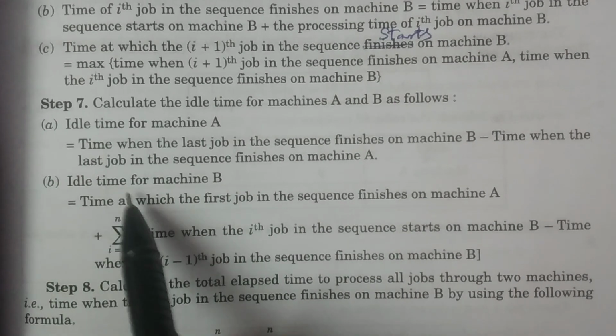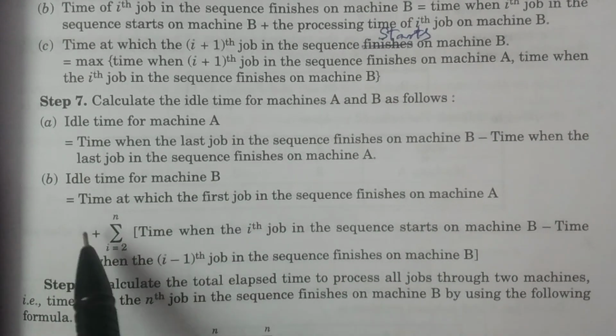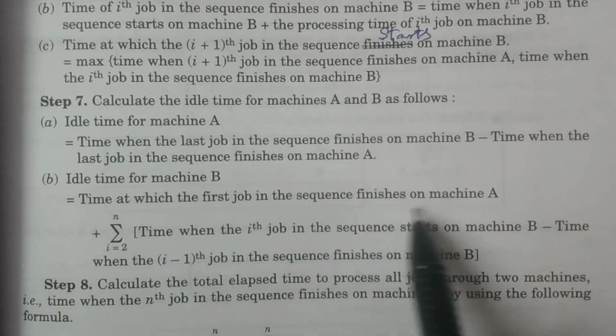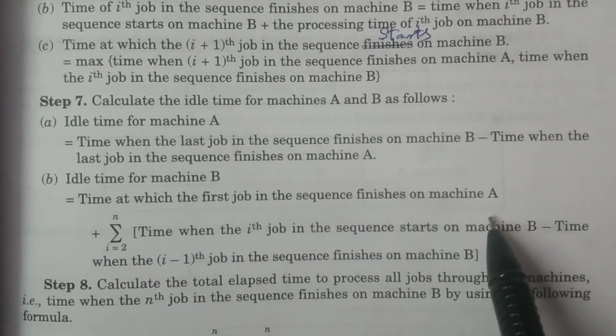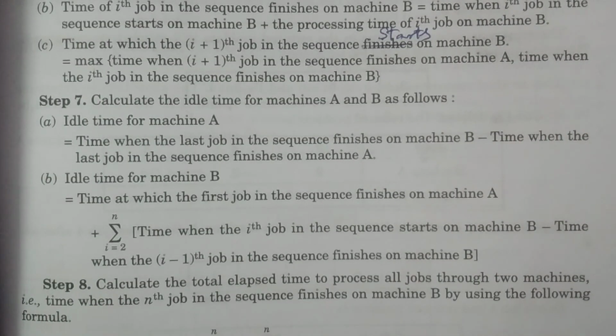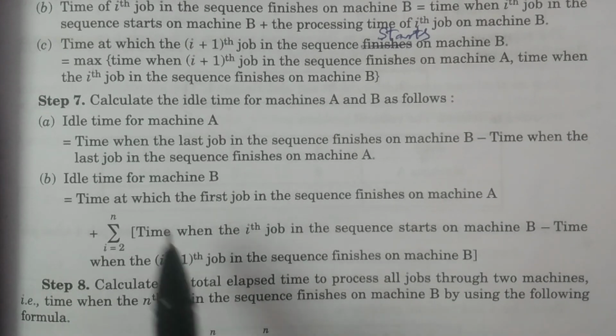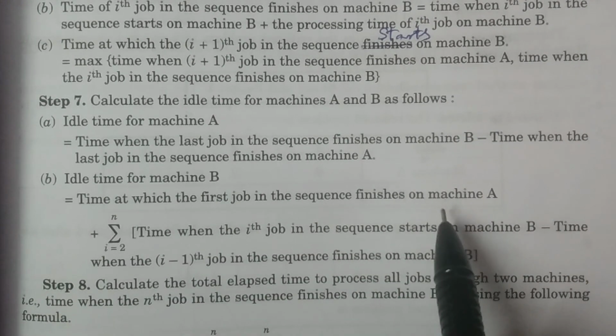And then the idle time for machine B. The idle time for machine B is nothing but the time at which the first job in the sequence finishes on machine A. For example, if the first job on machine A finished at 8 hours, then machine B has to wait for 8 hours. That is the first idle time for machine B.